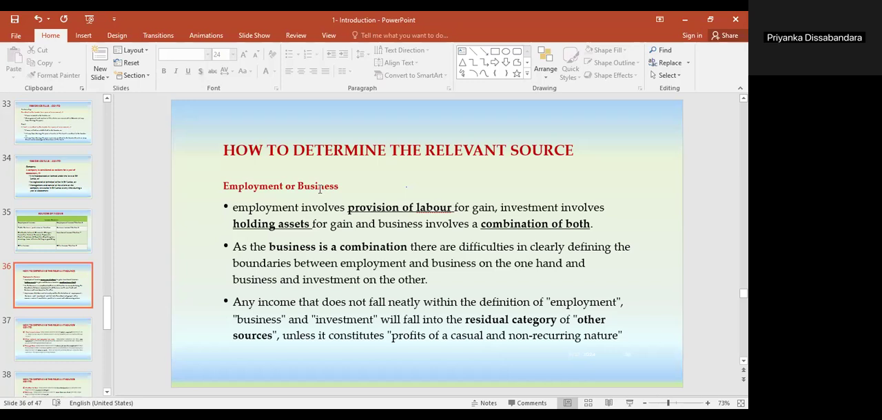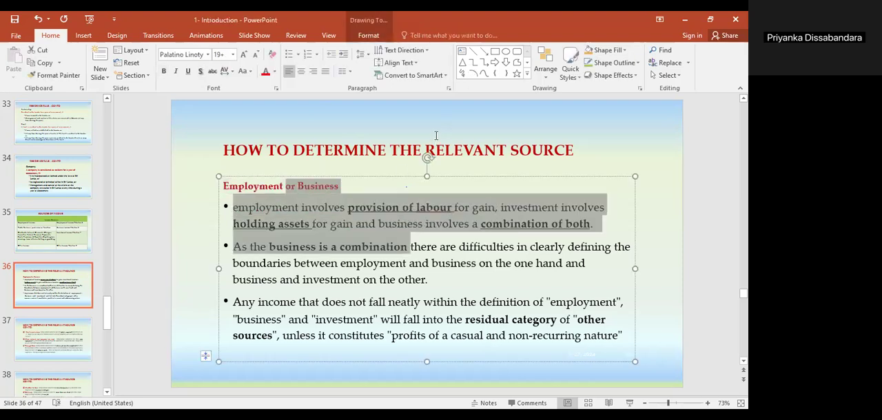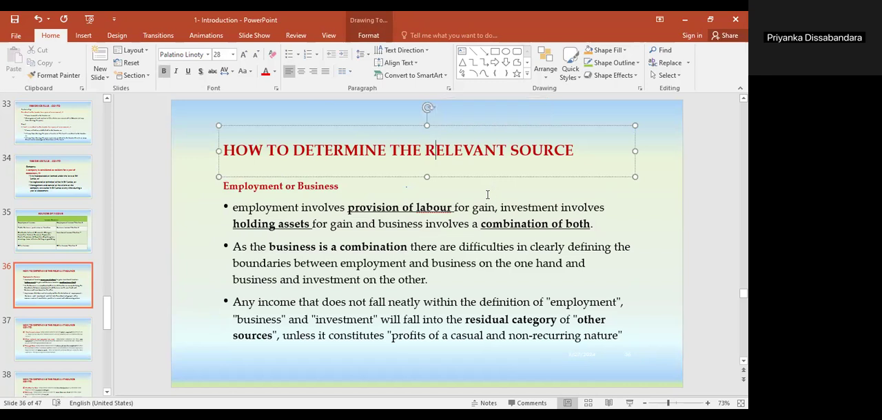Therefore we have to consider the facts to determine whether that is an employment income or a business income. Employment involves provision of labor for gain. Investment involves holding assets for gain, and business involves a combination of both. So we receive employment income in respect of the provision of labor.